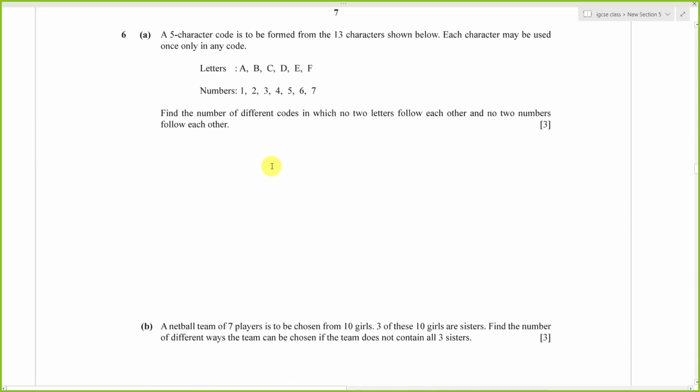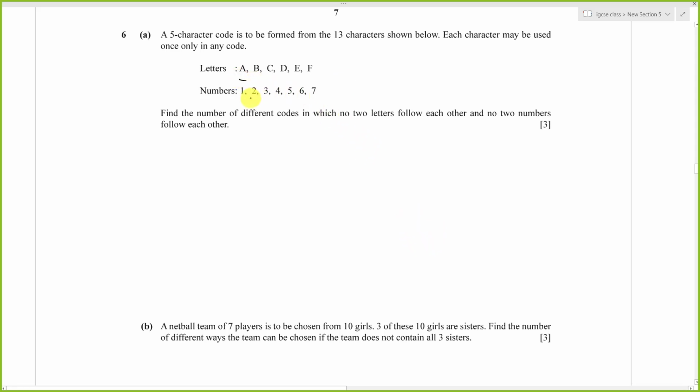Okay, number 6 here. A 5 character code is to be formed from the 13 characters shown below. Each character may be used once only in any code. Find the number of different codes in which no 2 letters follow each other and no 2 numbers follow each other. Alright, that means the letters and numbers must be separate. So they cannot have A and B together, or 1 and 2 together. Must be a letter together with one number. So basically you kind of need to mix around.